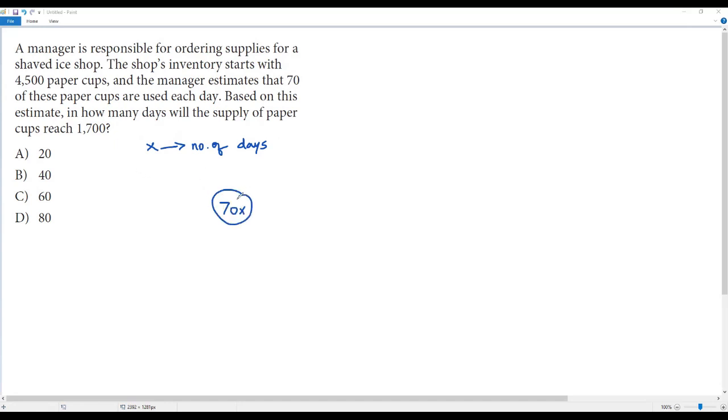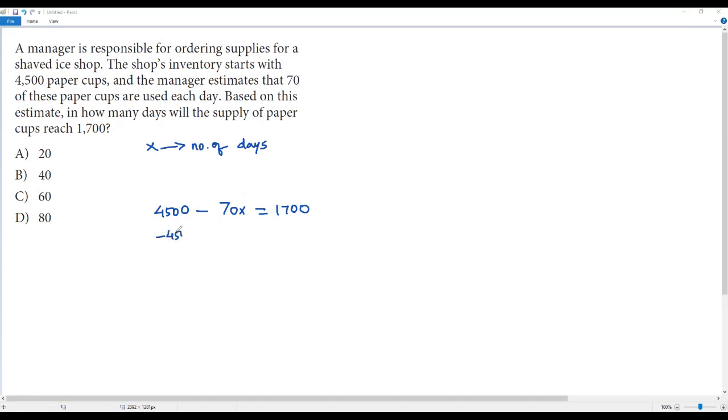Now let's subtract the total number of paper cups used in x days from the starting inventory, that is 4,500. When I subtract the number of paper cups used in x days from the starting inventory, that will give the ending inventory, that is 1,700 according to the given information. Now we have to solve for x in this equation.